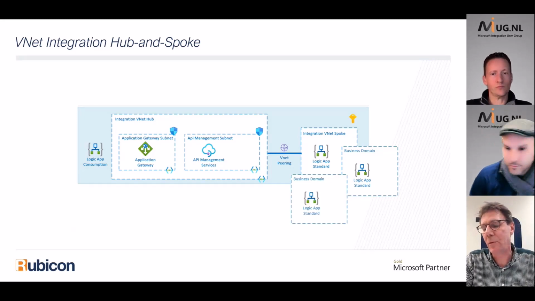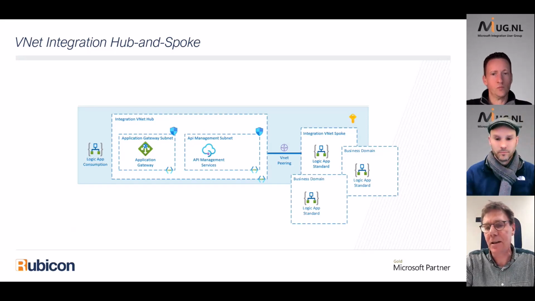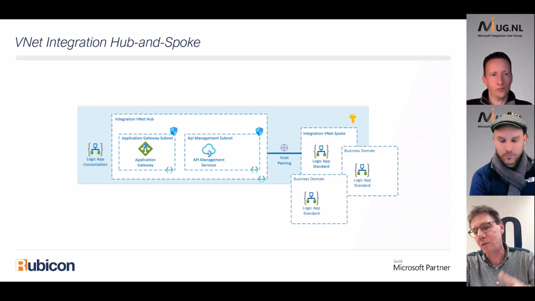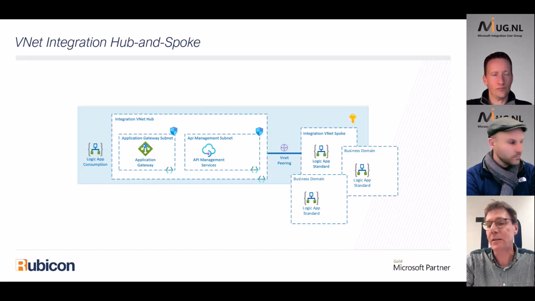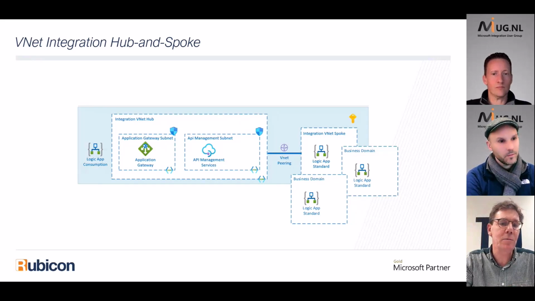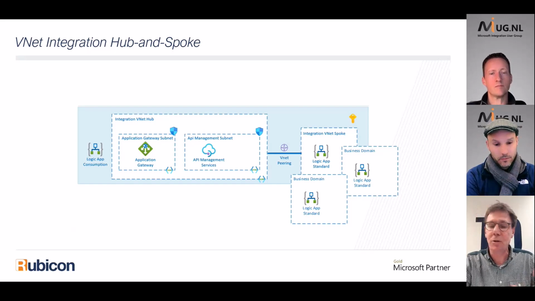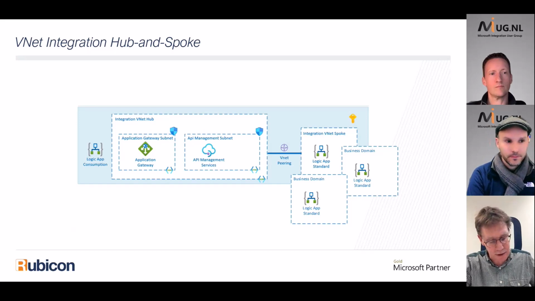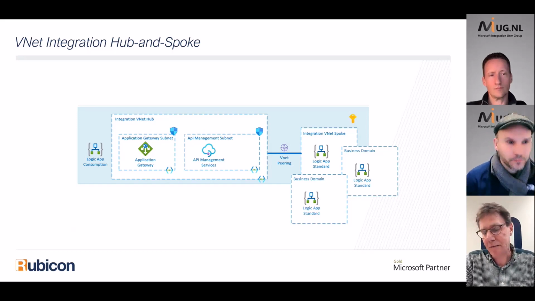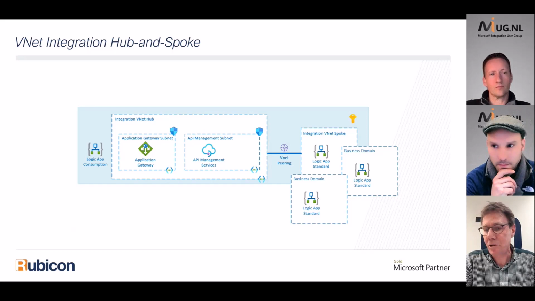Obviously, we can create different business domains, per business domain a different resource group, a different VNet, and a different Logic App Standard. So this makes the solution somewhat more secure. But then again, it comes with a price, of course. I think Logic App Standard is around 145 euros a month. So that's more expensive than Logic App Consumption.